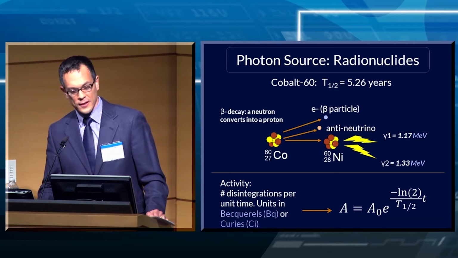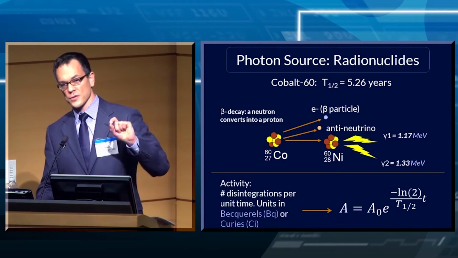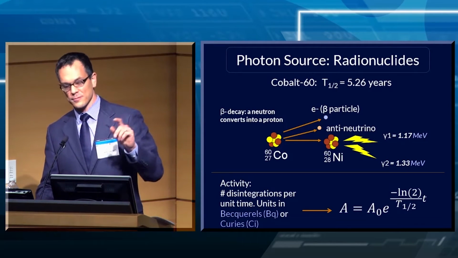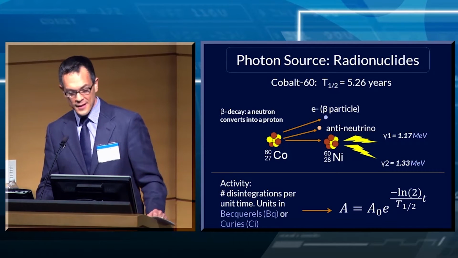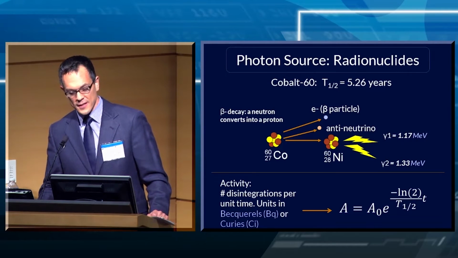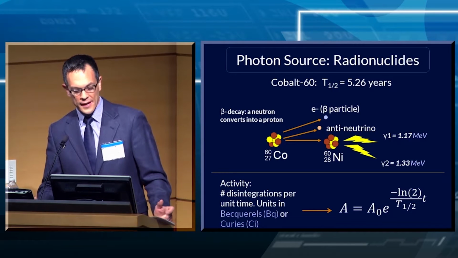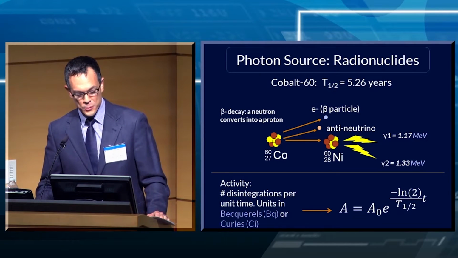This little electron gets absorbed inside the sources of the Gamma Knife or whatever device it is, so it doesn't really have much to do with treating the patient, and the antineutrino doesn't really interact, so it just wanders away.